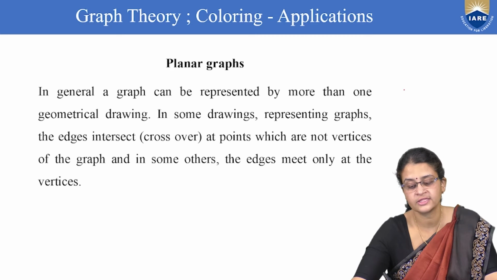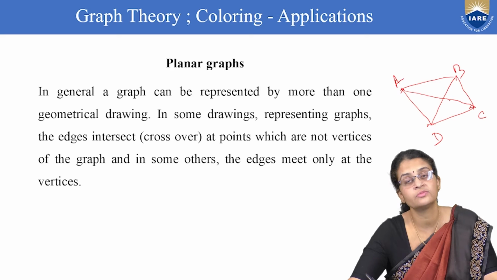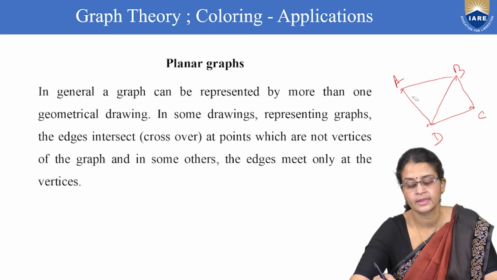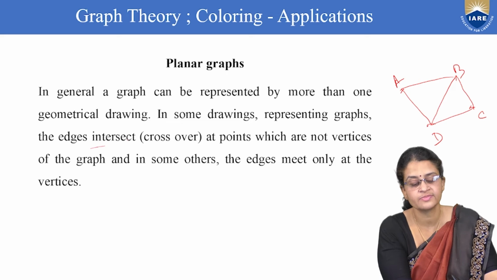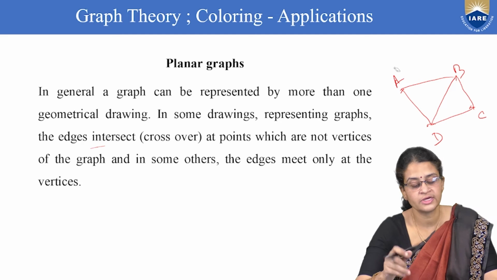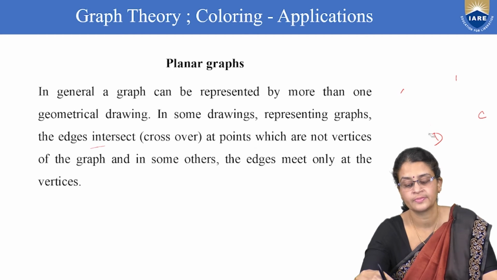Suppose you are drawing a graph like this with 4 vertices, and we are going to draw the complete graph. Here, A, B, C, D. If you draw this edge like this, this edge seems to intersect at this point. So in this representation, the edges may cross over, that is, the edges may intersect at points which are not vertices of the graph. That is what is meant by crossover happening at points which are not vertices.